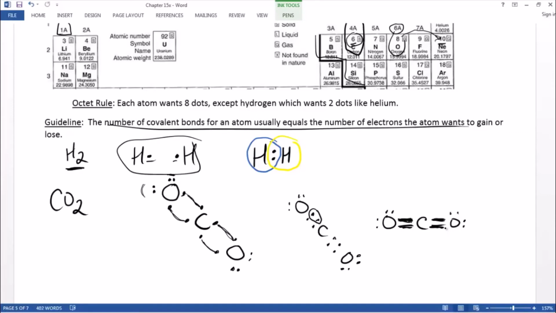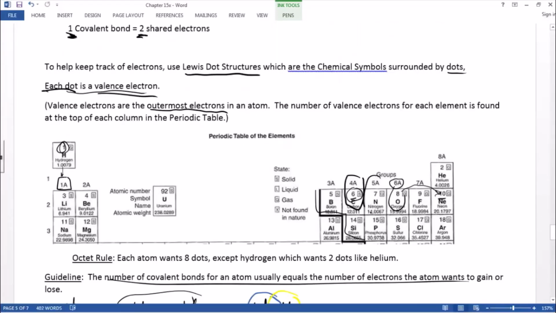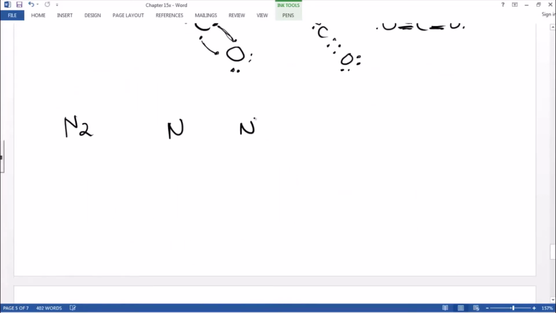One last example. Let's do nitrogen gas. It's in column 5A, so 5 valence electrons. So 1, 2, 3, 4, and then pair up away from the other element. So now this nitrogen has 5 dots, 5 valence electrons. Do the same thing on the second one. Pair up the 5th electron away from the other atom. And now make them share.